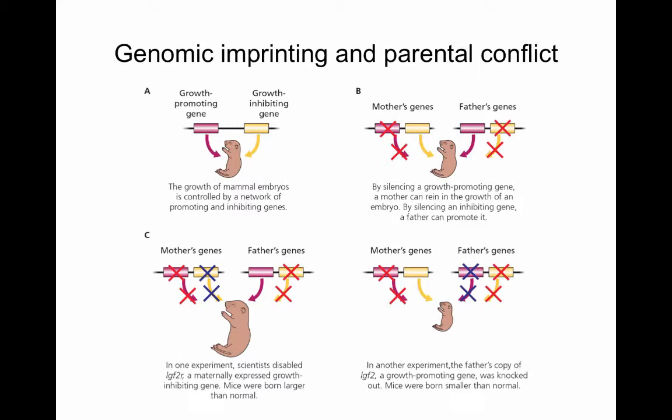So in some animals, genomic imprinting leads to parental conflict. In mice, the male, who tends to mate with a number of females, wants his offspring to be as big as possible. So there are growth inhibiting and promoting genes that may come from the mother and the father. And the mother is going to tend to silence those so that the offspring aren't too big, while the father's genes are going to tend to promote those.